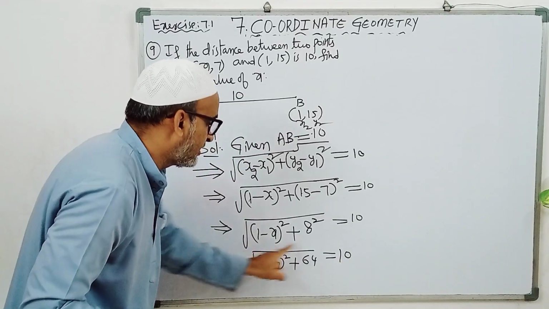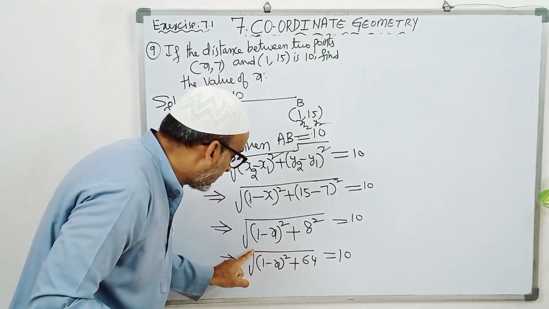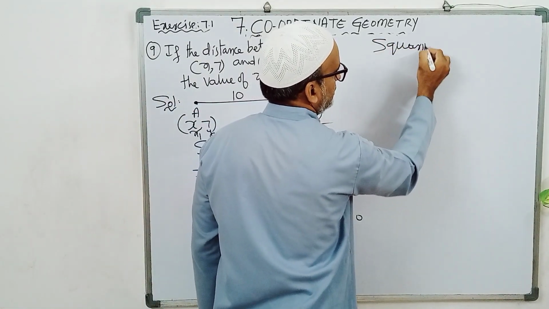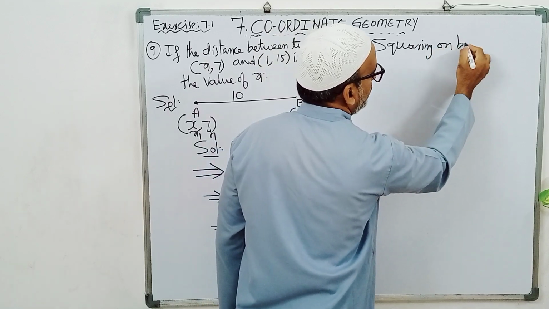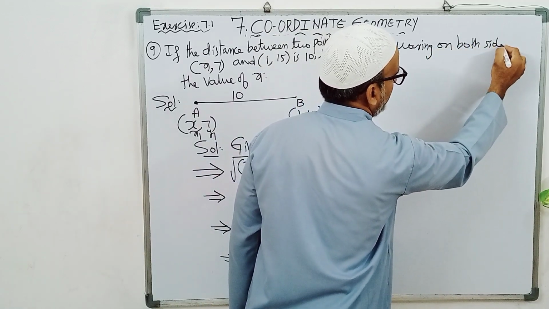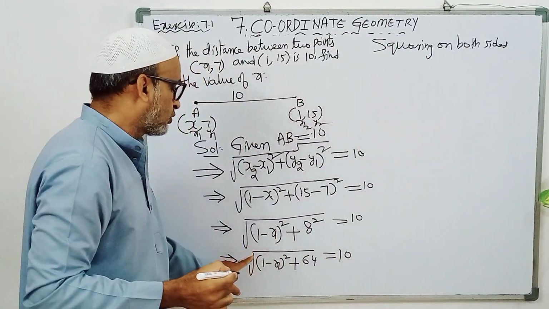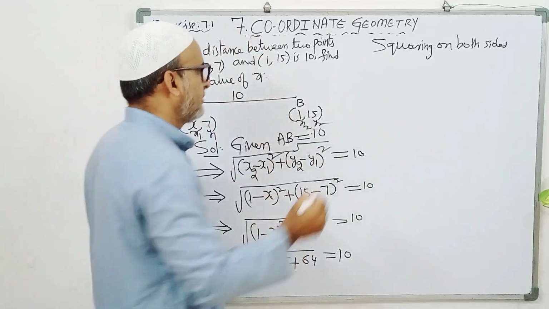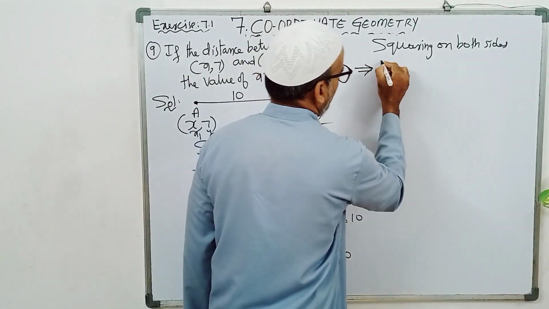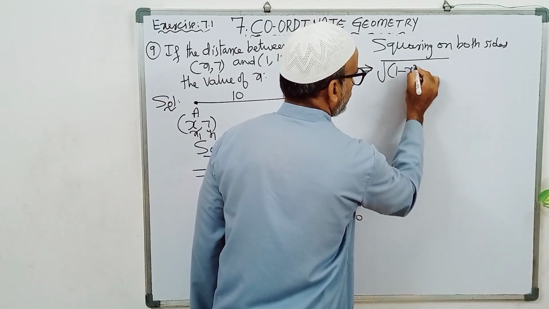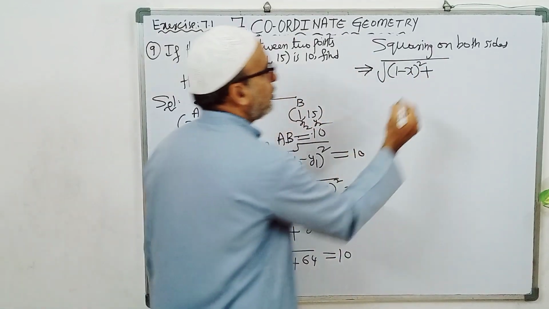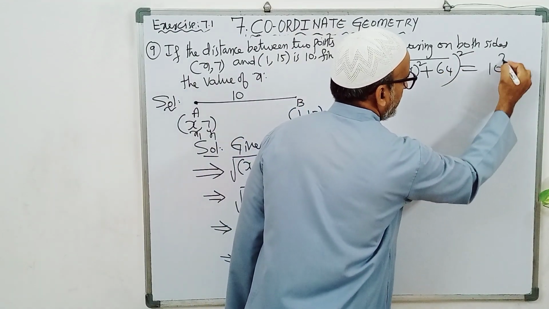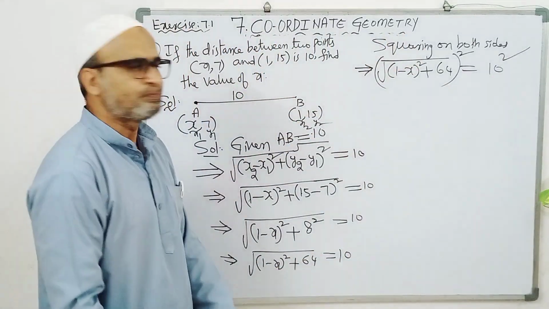Now here square root is there. To remove the square root, we should write one step, squaring on both sides. This is a very important point. When on one side square root is there, to remove that square root, we should do squaring on both sides. So squaring on both sides means, the question as usual you write down, 1 minus x whole square plus 64, whole square is equal to 10 square. That is the meaning of squaring on both sides.